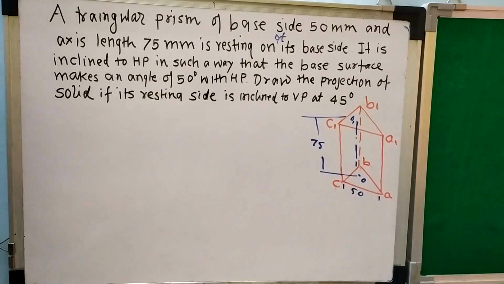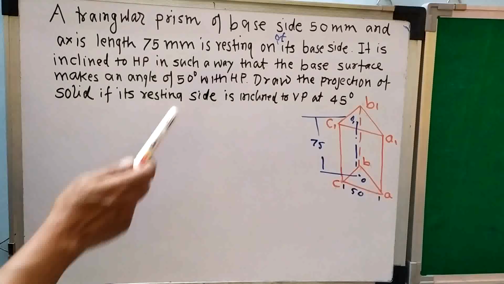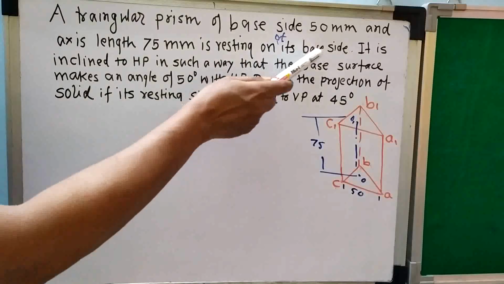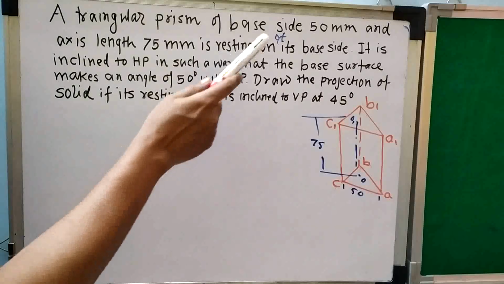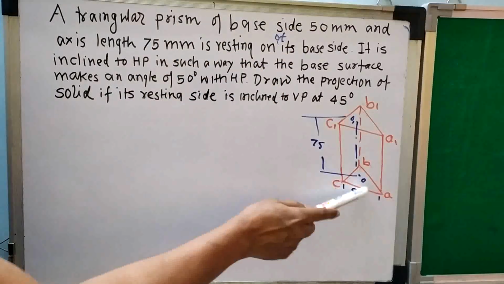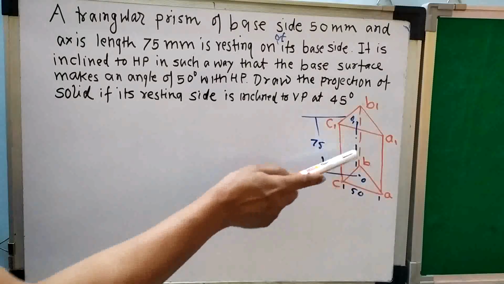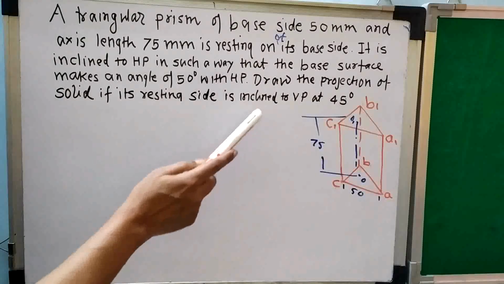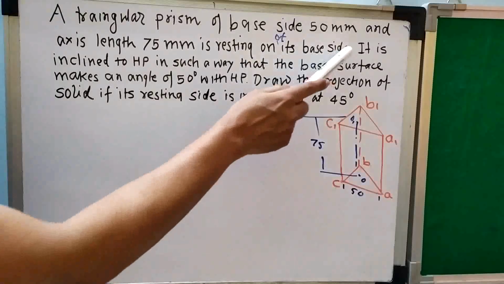Let's start with the second assignment problem. A triangular prism of base side 50 mm and axis length 75 mm is resting on one of its base sides. So the base side is 50 mm and the length of the axis, or axis height, is 75. It is resting on one of its base sides.